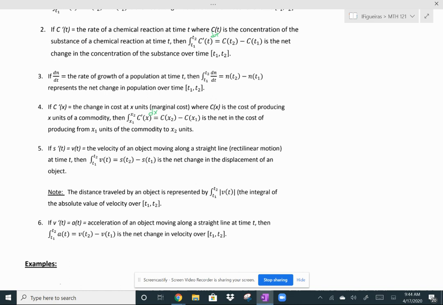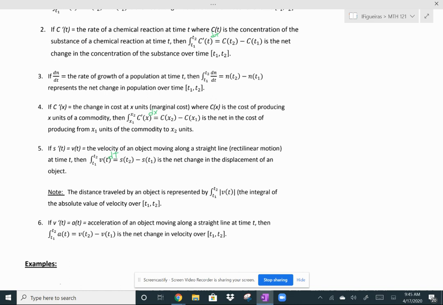It says if s prime of t is equal to your velocity, and remember we call s our displacement function, so the velocity of an object moving along a straight line, which is considered rectilinear motion, at time t, then the integral from t sub 1 to t sub 2 of v of t with respect to time dt is equal to s of t sub 2 minus s of t sub 1. That represents the net change in displacement or position of an object.